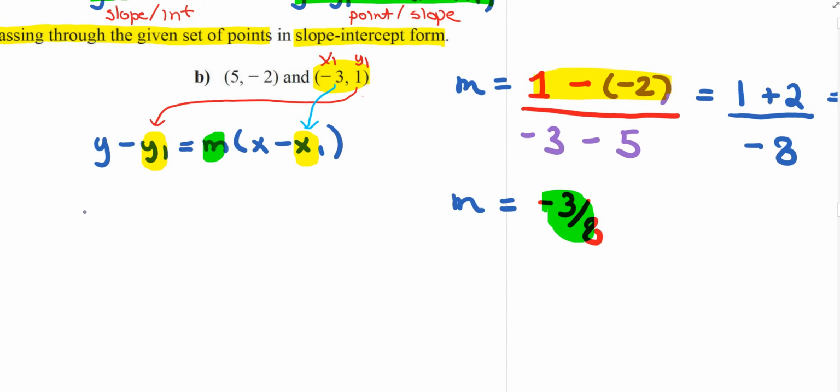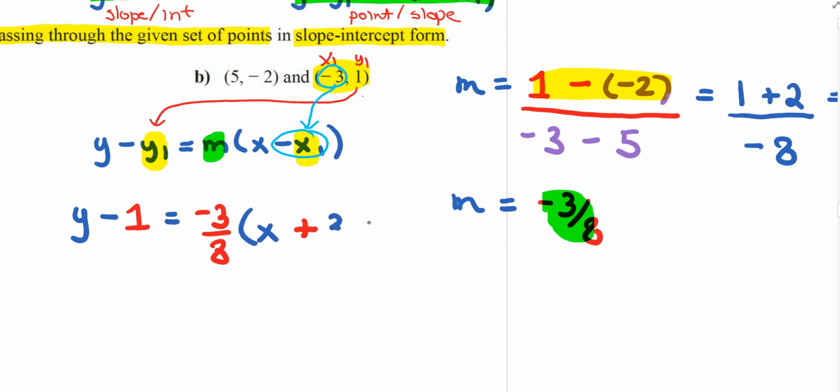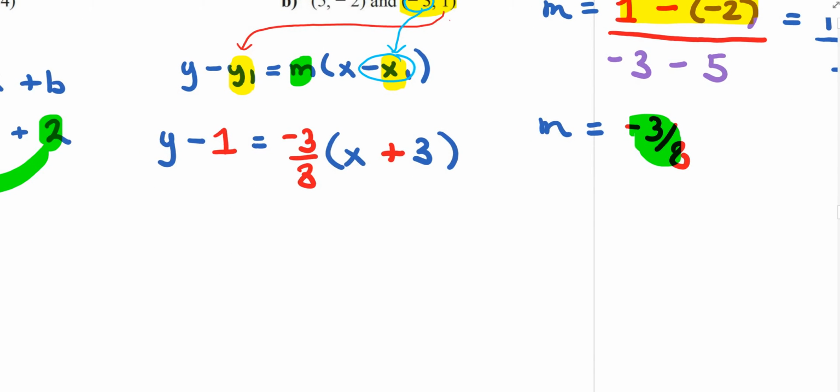So if I do that and substitute my numbers correctly, this will be y minus 1 equals my m value, which is -3/8, bracket x. And now I gotta be careful here. I have a -3 and a -x1. So if I substitute those values in, that's gonna be +3. All right, so two negatives gives you a positive value there. So there it is. There's my equation of a line right there.